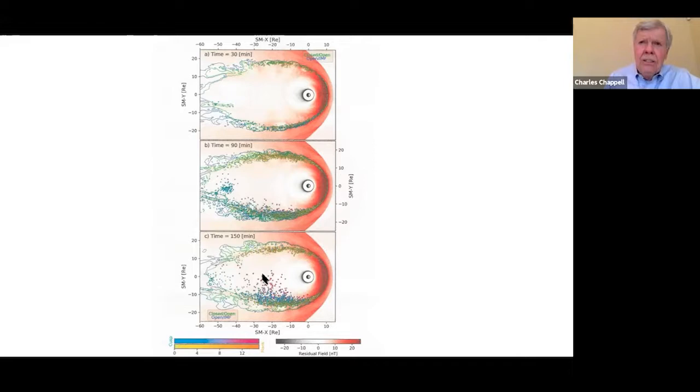So in contrast, the ions coming out of the lobes, because they're very close, can get into the plasma sheet in 10 to 20 minutes. Whereas for particles that come from the solar wind, it can be up to 2.5 hours. So the ionosphere is in a favorable position because it's close in the lobes.